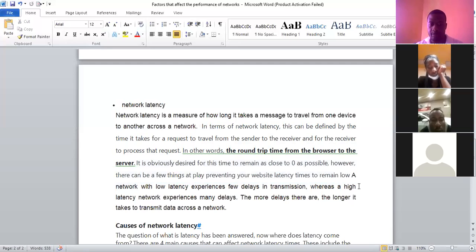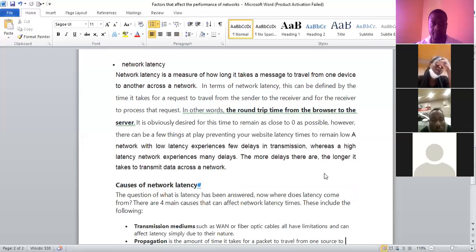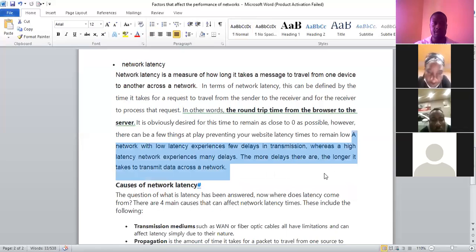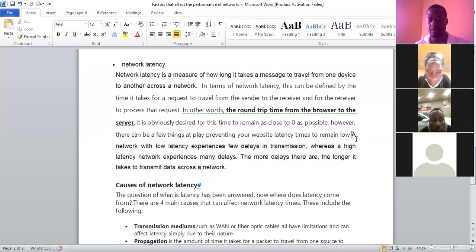Okay, now, let's look at this part here. So we're saying a network with low latency experiences few delays, okay? It experiences what? Few delays in transmission. So if there is low latency in the network, then definitely you have few delays in the data transmission. That is basically what that statement that I've highlighted said, okay?